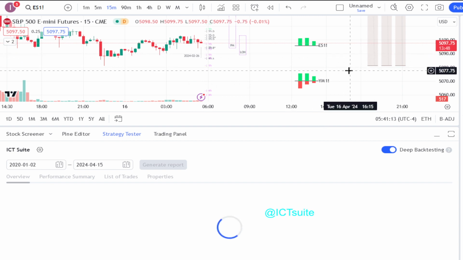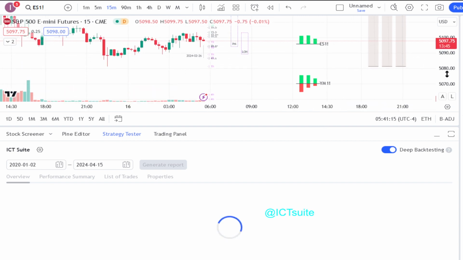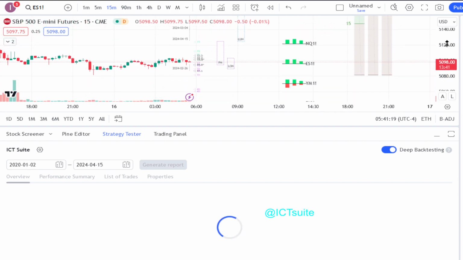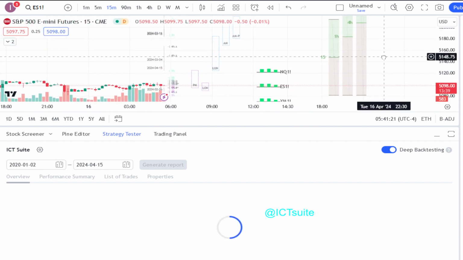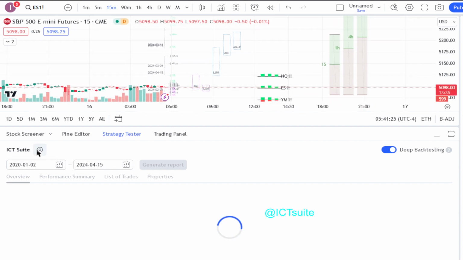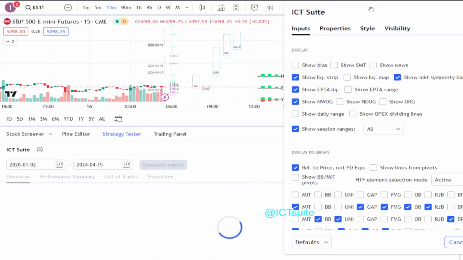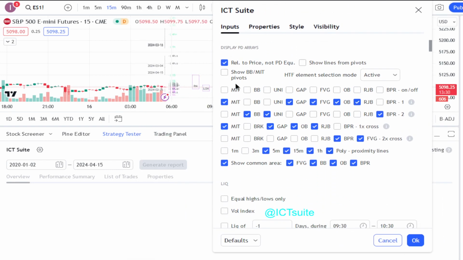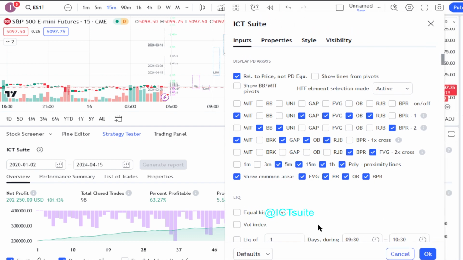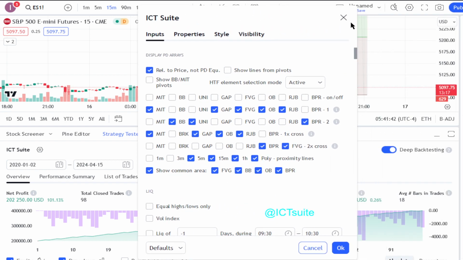Currently we were working on a new entry, which was turtle soup. That's why I'm backtesting it. The next step will be to connect the PD arrays. You can select all the PD arrays here. We have also included unicorn as well as BPR as part of it. So to be connecting that to that entry.